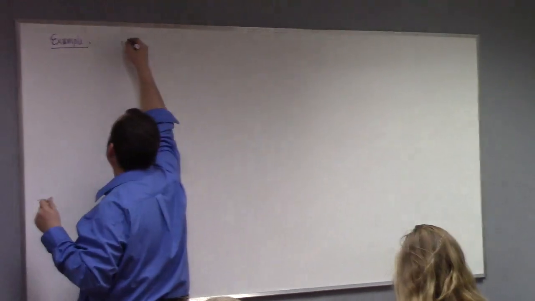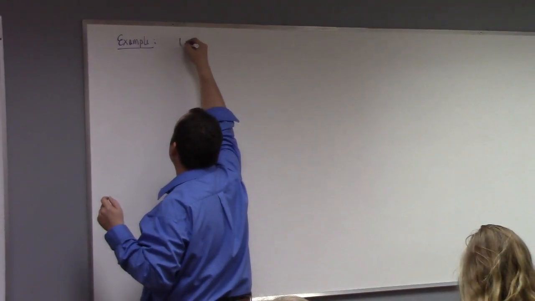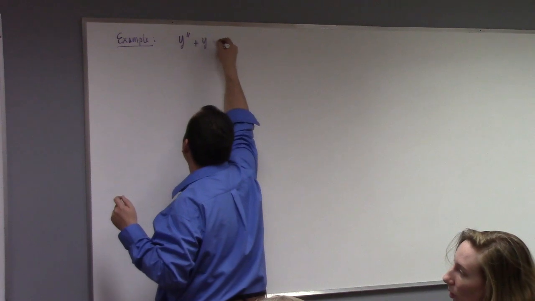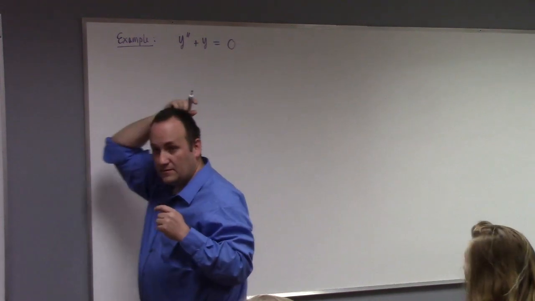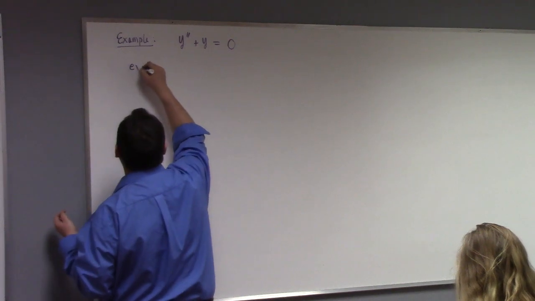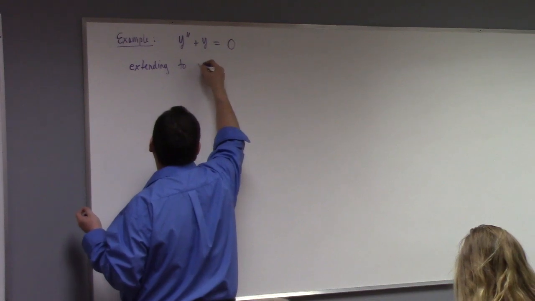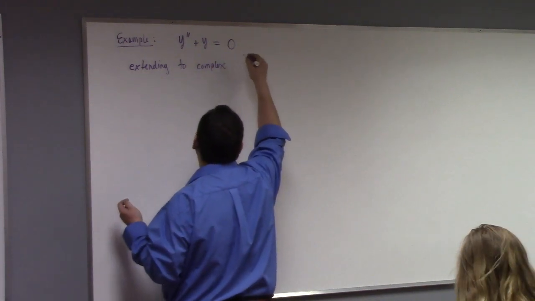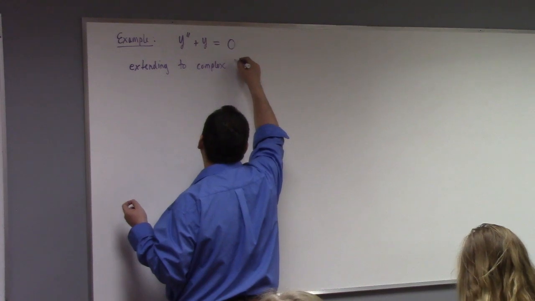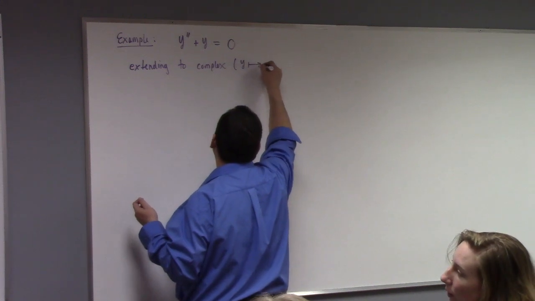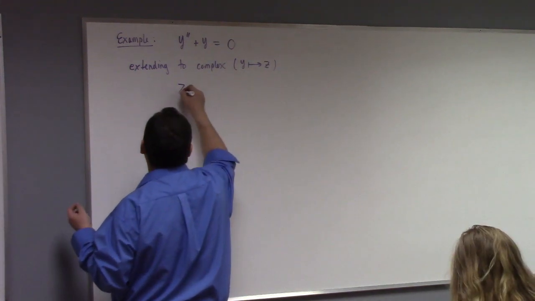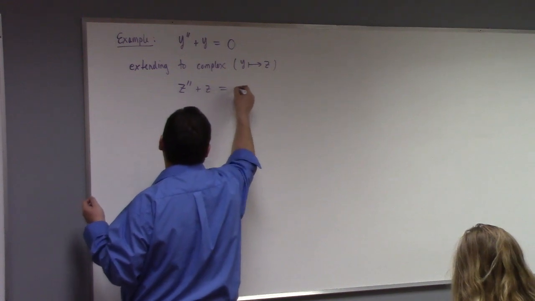So, solving something like y prime prime plus y equals 0. If that's a real differential equation, I can say extending to the complex case, trade my y for a z. The corresponding complex problem is z prime prime plus z equals 0.